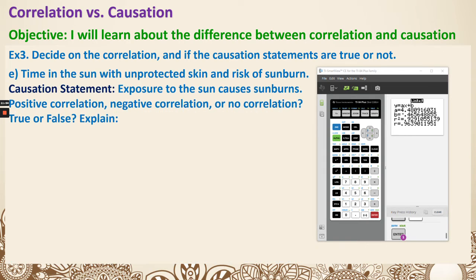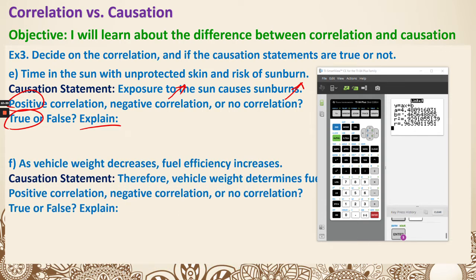Next, E. Time in the sun with unprotected skin and risk of sunburn. Causation statement: exposure to sun causes sunburn. The longer you expose yourself, the more severe sunburns are. So positive correlation, and that is true because that's literally what sunburn means. It's like putting yourself under the sun. So if you expose enough, then of course you're going to get sunburn.